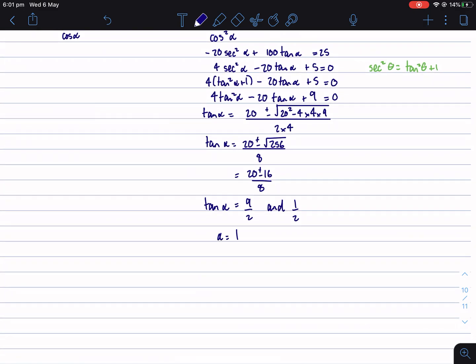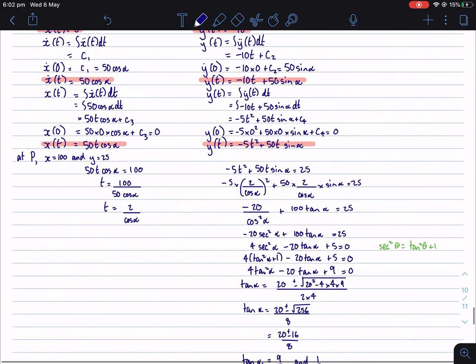So alpha equals arctan of these. So we could have taken off at either of those angles and had this work. I think this is a poorly written question.